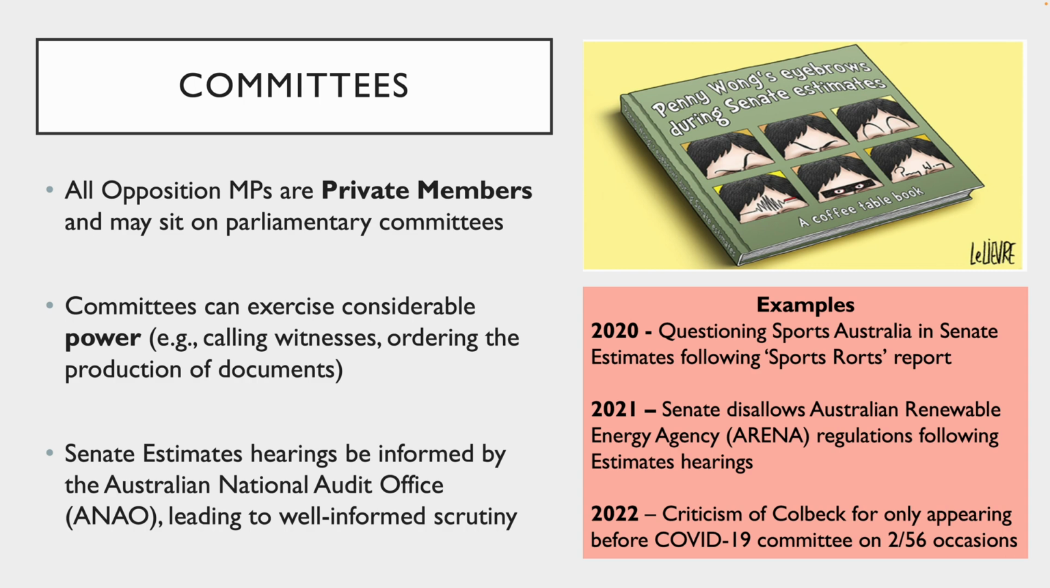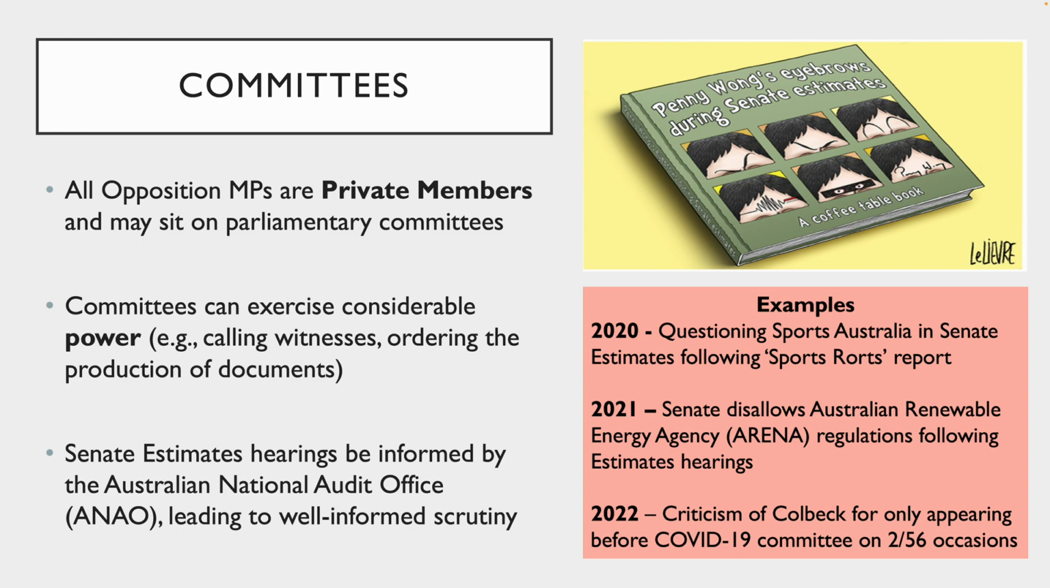And a good example here would be sports rorts. So the Auditor General's report into the administration of sporting grants informed broader queries to Sports Australia brought before Senate estimates in 2020 about the administration of sporting grants seemingly more to marginal electorates than to non-marginal or safe seats. We've seen criticism of ministers, the most recent being the criticism of Minister Richard Colbeck, who's Minister for Aged Care but also for Sports, for only appearing before a COVID-19 committee on 2 out of 56 occasions, and on one of those occasions going to the cricket instead, but again, as Minister for Sports, perhaps his role.